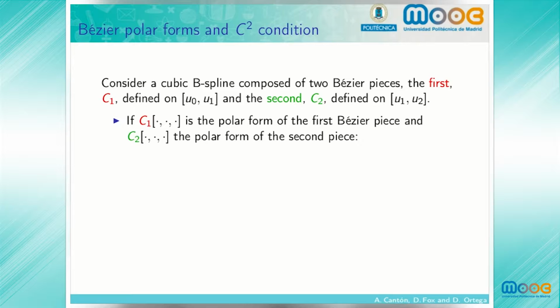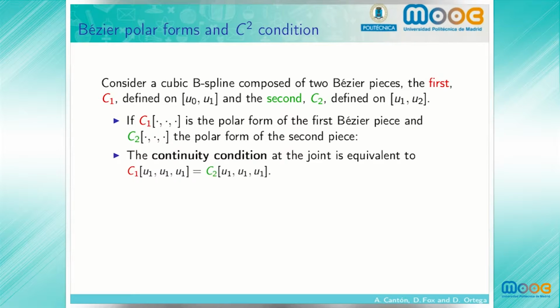If C1 with 3 entries denotes the polar form of the first Bezier piece, and C2 with 3 entries denotes the polar form of the second Bezier piece, the continuity condition at the joint of the B-spline curve is equivalent to both polar forms C1 and C2 being equal when evaluated at U1 3 times.